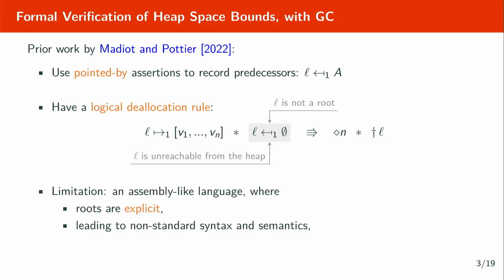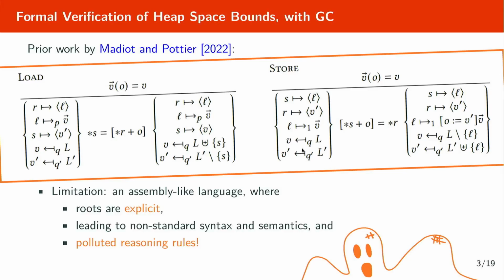But they target an assembly-like language where roots are explicit, so the user manipulates stack-to-heap pointers, which leads to non-standard syntax and semantics and very polluted reasoning rules. These are the rules for load and store, and you can see the locations between brackets that denote explicit roots.